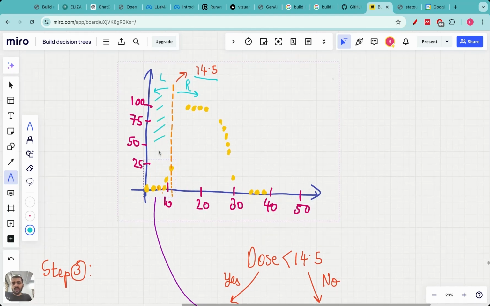So if you focus your attention on the half on the left, you will see that there are 6 points for which the dosage, which is the x-axis, is less than 14.5. So remember the x-axis is dosage. Those 6 points have been marked in this bounding box over here. So let's look at what to do with these 6 points.